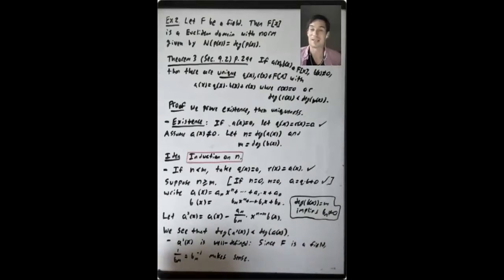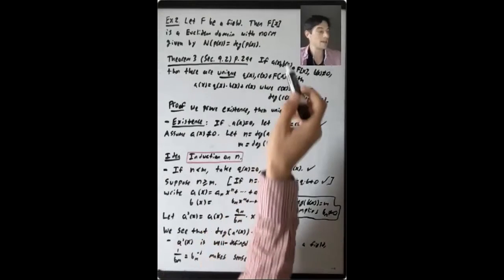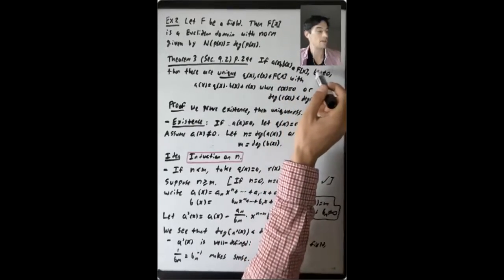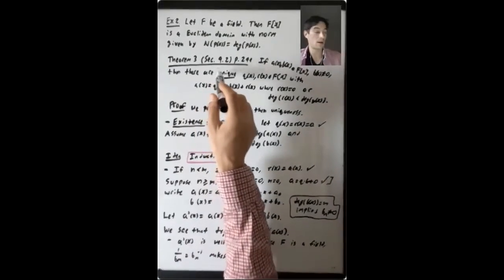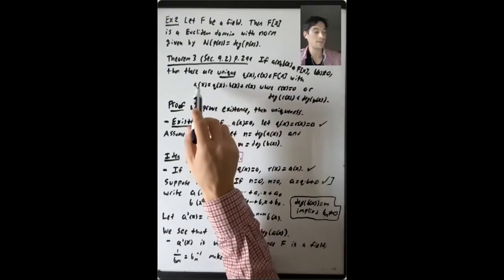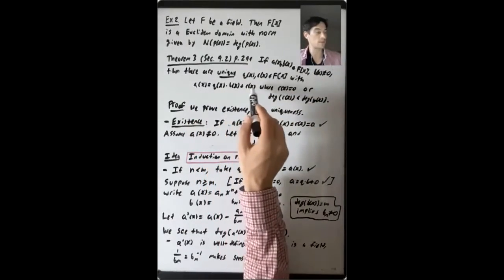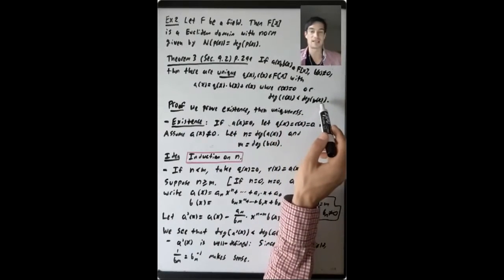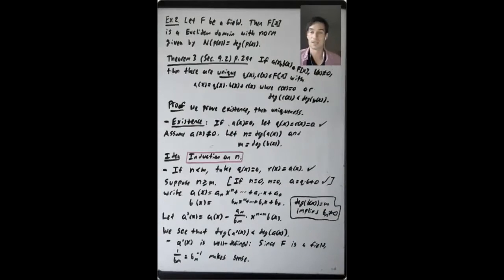We need to show that it has a division algorithm. So what do we need to see? If a of x and b of x are polynomials in F bracket x and b of x is not 0, then there are unique q of x and r of x in F bracket x with a of x equals q of x times b of x plus r of x, where either r of x is 0 or the degree of r is less than the degree of b. Okay, so this uniqueness is a little bit more than what we need to show that F bracket x is a Euclidean domain. But since it's true, we might as well prove it now.